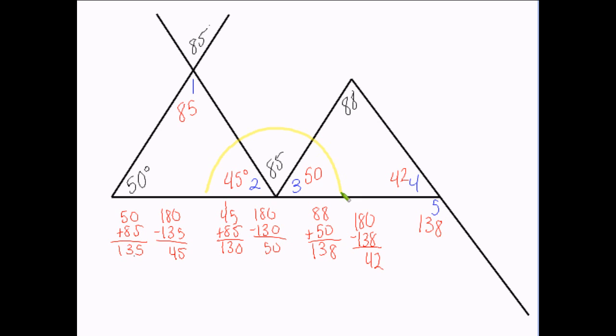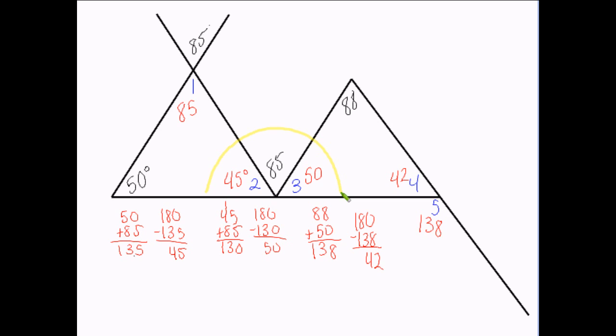So 45 plus 85 gave me 130. Subtract that from 180 to get the 50. And then once I had 50, hold on. Okay, so 45 plus 85 gave me 130. That's angle 3, this angle here. So I had to subtract from 180 to get angle 3, because all three of these together are going to make that straight line. Does that make sense?